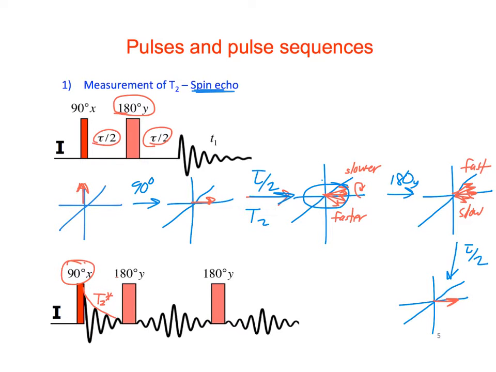Then they do the 180 and it refocuses, but then it starts to relax again. Okay, so this is the refocus, and then it starts to relax again by T2 star. And then they keep repeating this 180. So they do another 180, it refocuses, and then it relaxes by T2 star.